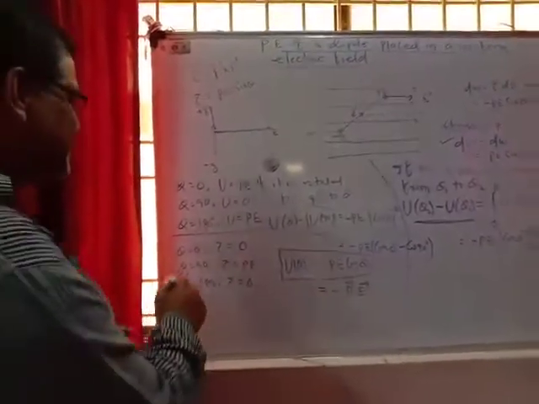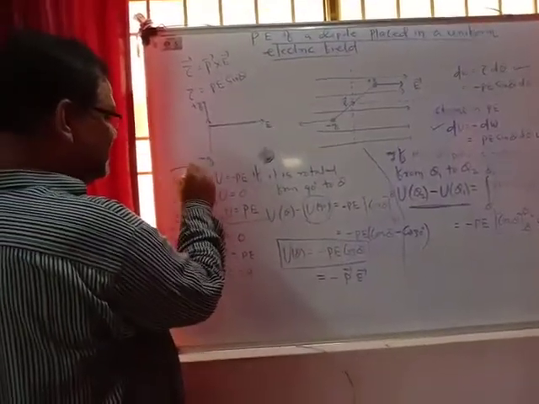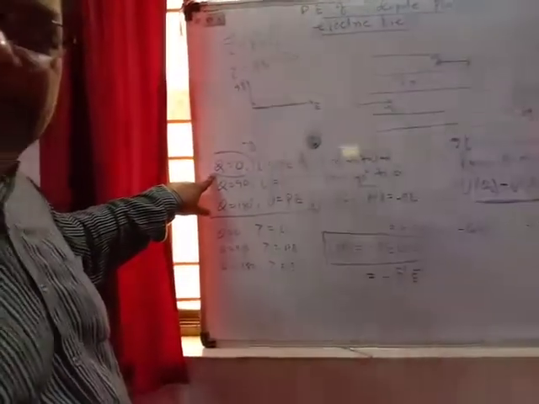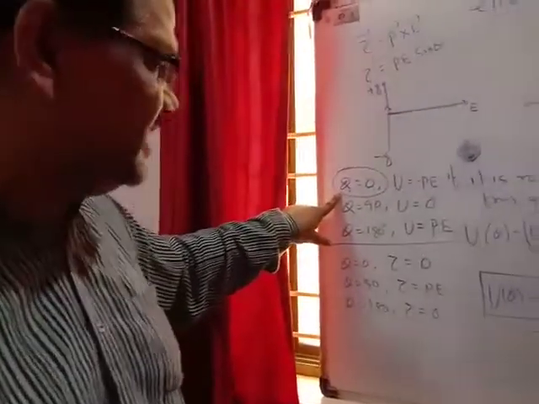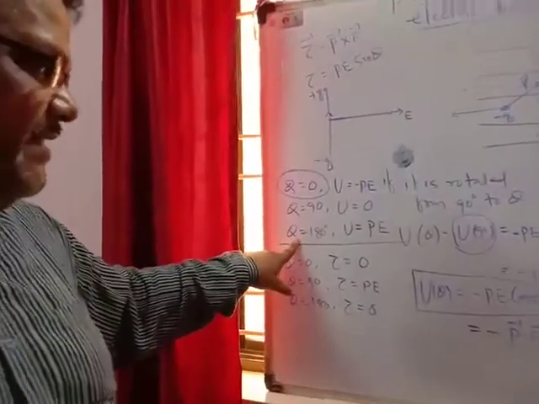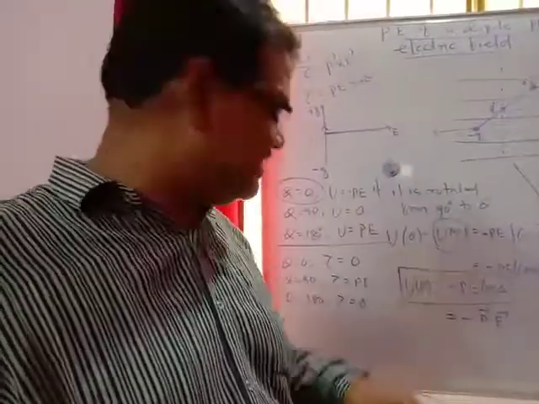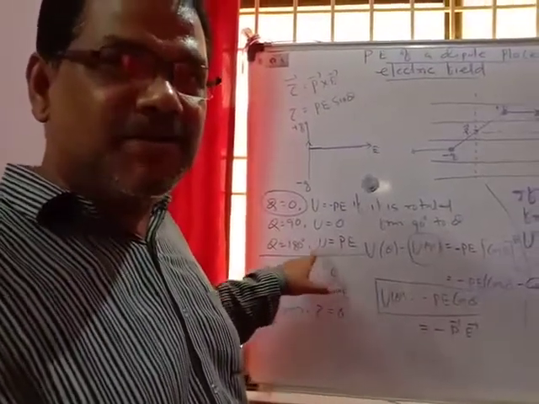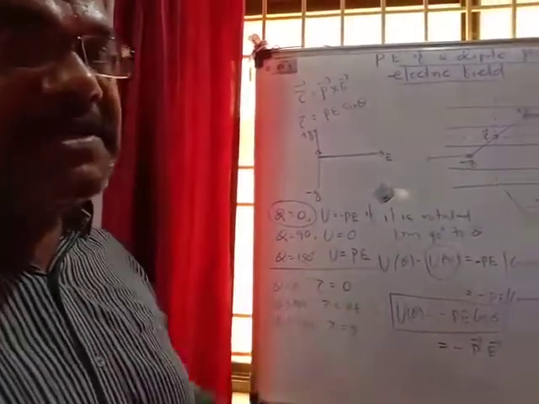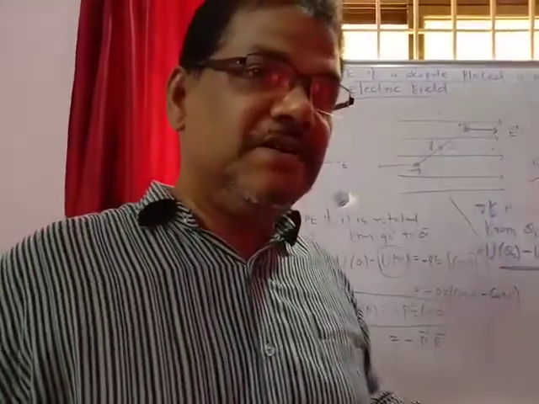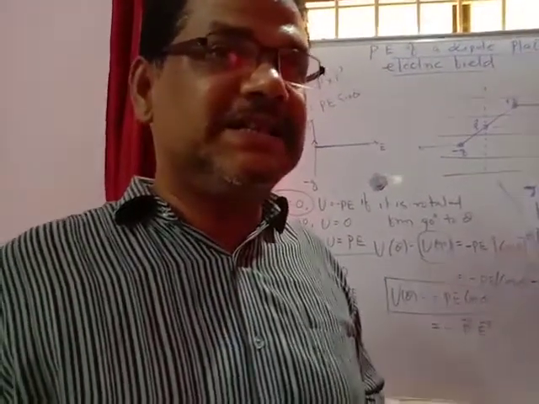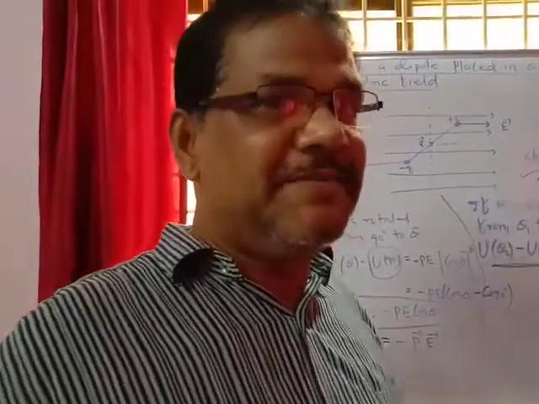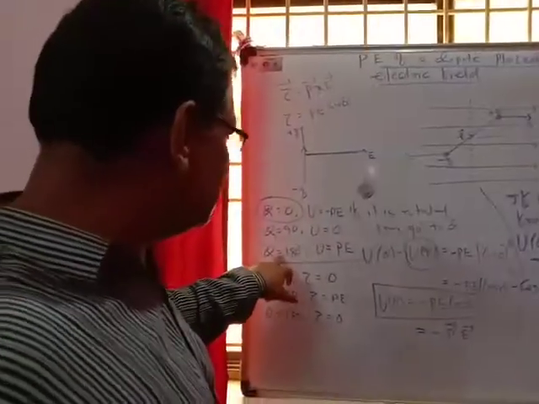So when theta equal to 0, we get the stable equilibrium, because minimum potential energy is there. When theta equal to 180, potential energy is maximum but torque is 0, so we get the unstable equilibrium at 180 degree. In the last examination, one question was asked: at what angle will the dipole be in unstable equilibrium. This is the condition for the unstable equilibrium.